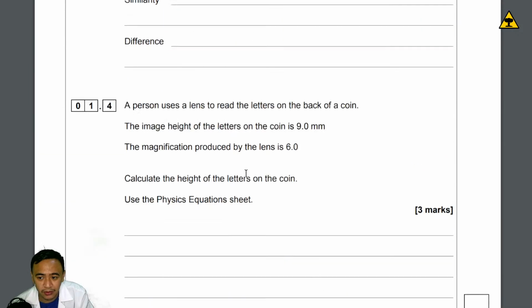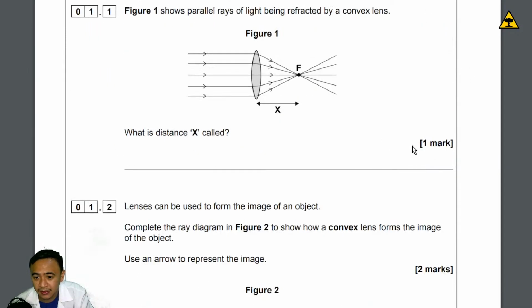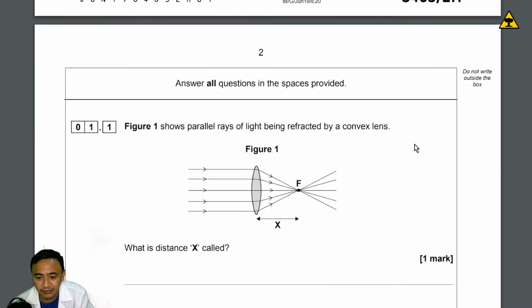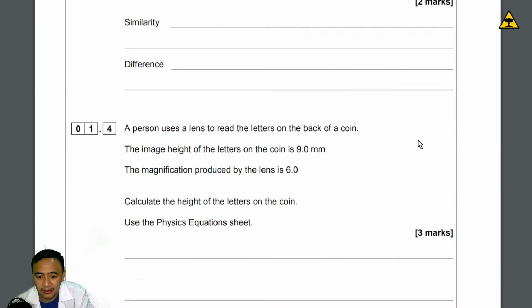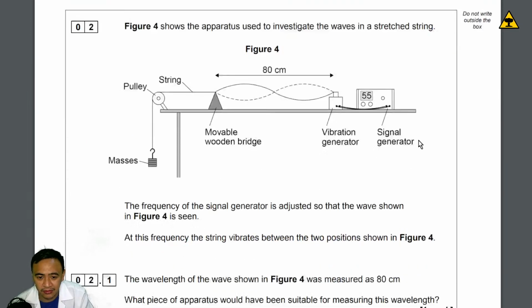Okay, so let's start with this paper first. This is where we started last time with the lens question, right? Okay. This is done. All right, let's go to question 2. So we have this figure 4 here, which shows the apparatus used to investigate the waves on a stretched string. The frequency is adjusted so that at this frequency, the string vibrates between the two positions like so.